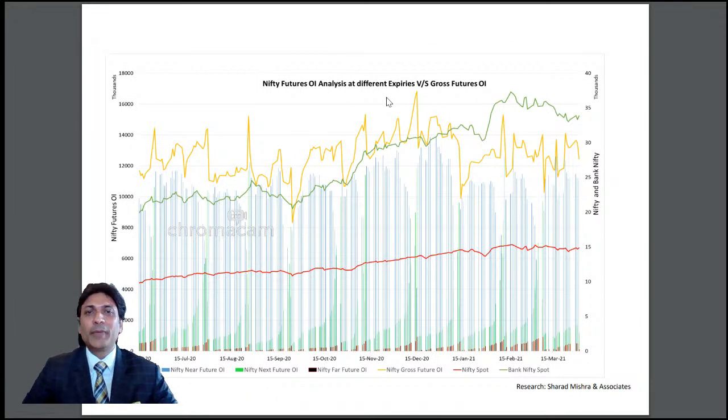Majorly index futures open interest analysis at different expiries versus gross futures Y. For the far futures, it was increasing after January. However, for near futures, it was decreasing from December to February. After that, it stagnated. However, the overall OI was decreasing.